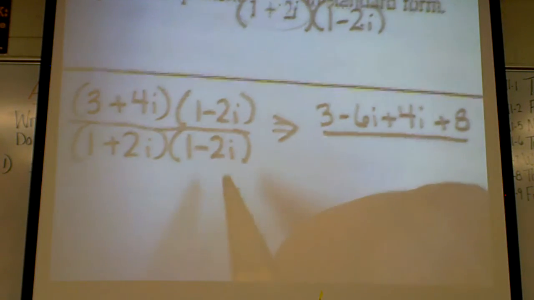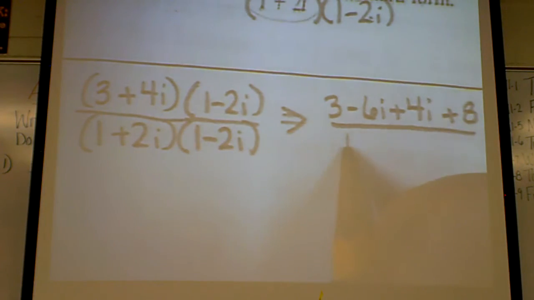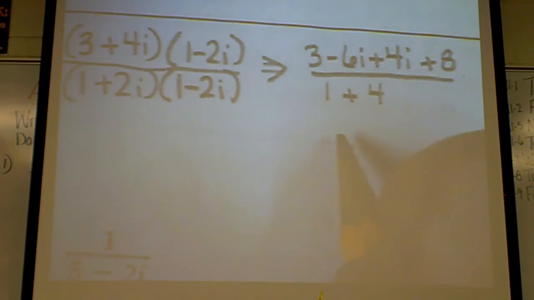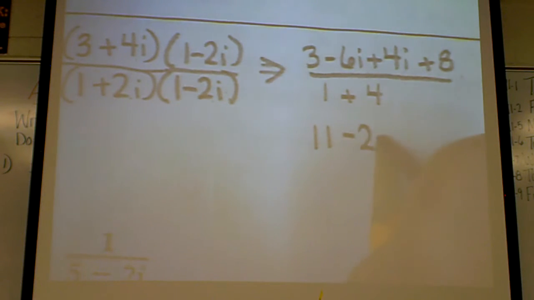Over 1 times 1 is 1. The next 2 will cancel out. That's why you want the conjugate. It's the difference of 2 perfect squares. And then this would be minus 4i squared, or just how about plus 4? Now simplify this. What do you have right here? And what do you have here? We have 11 minus 2i over 5.